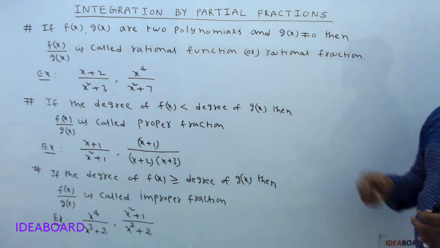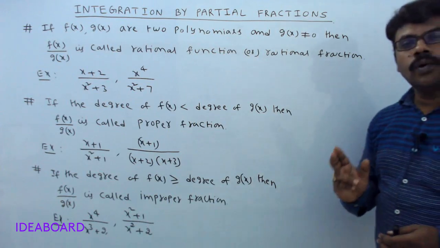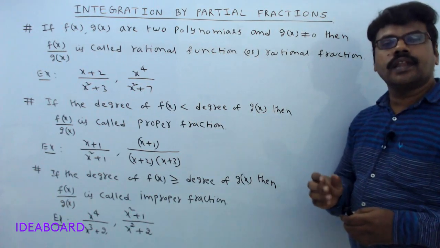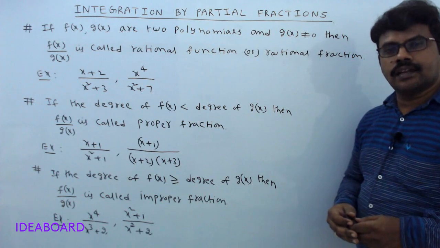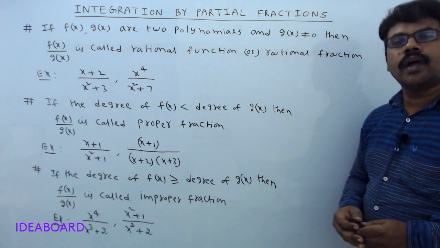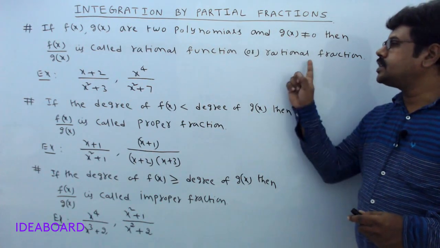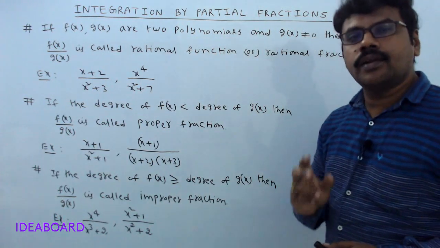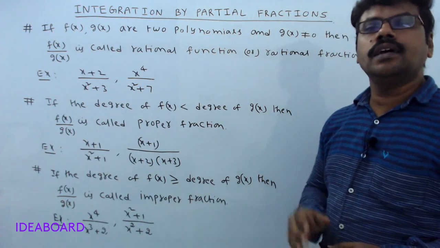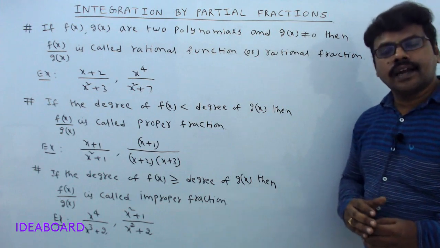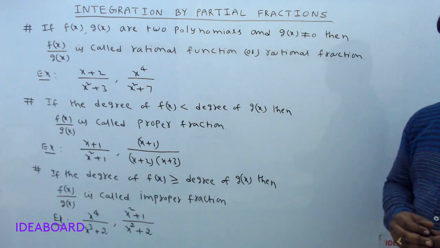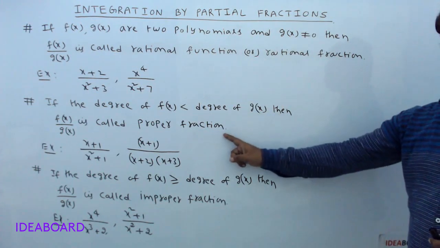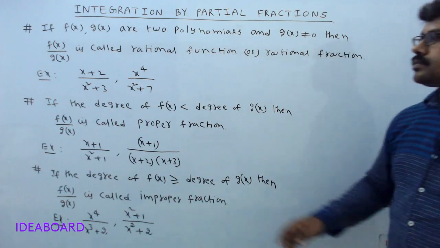Now these rational fractions are divided into two types. First one is proper fraction, second one is improper fraction. Now come to the definition of proper fraction.